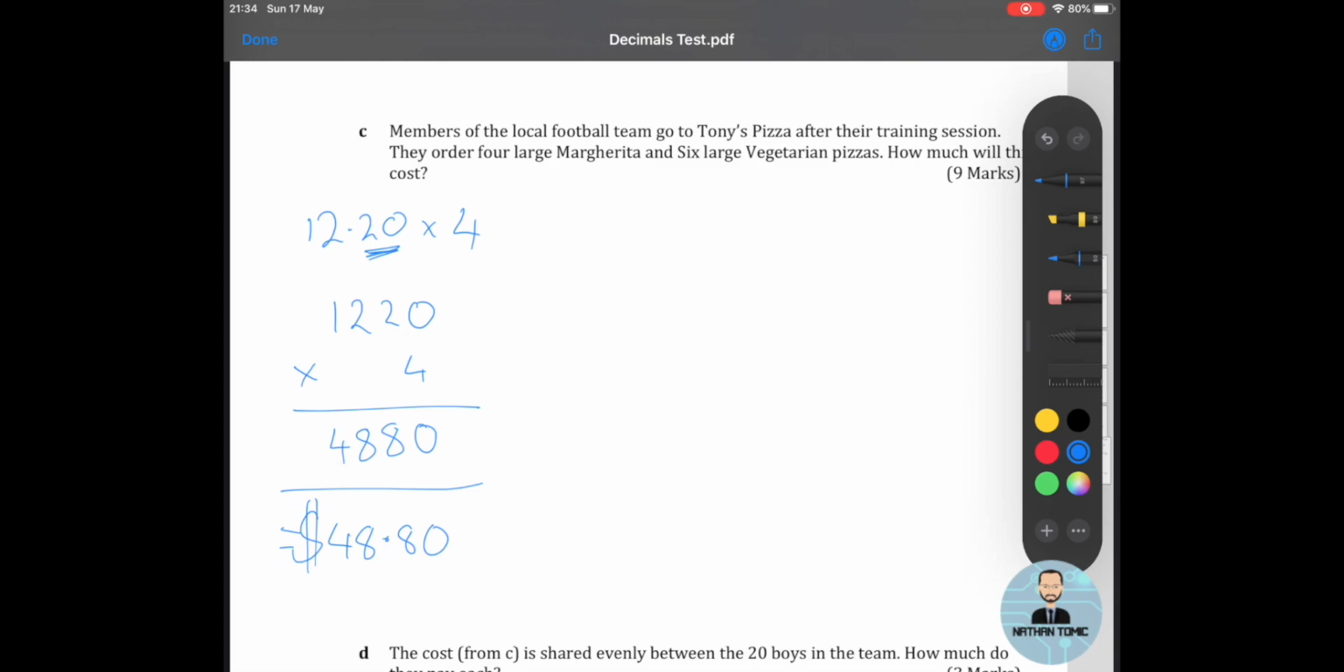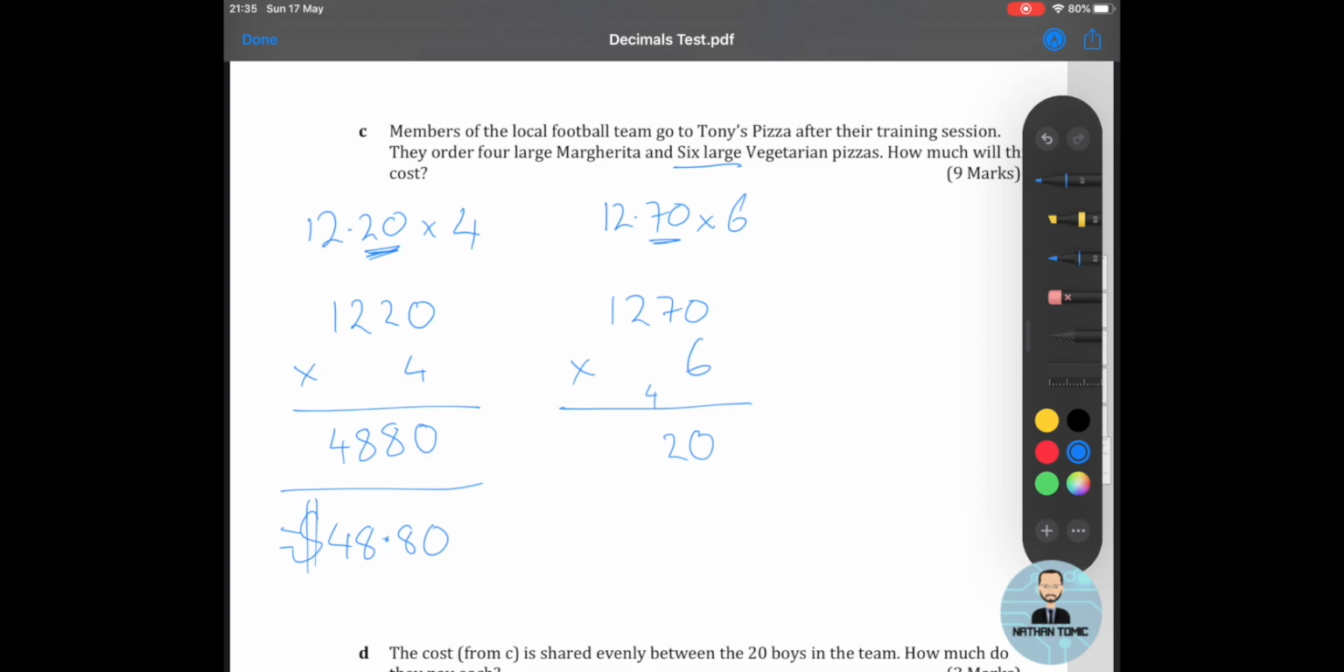We now do the same for the 6 large vegetarian pizzas. So again, a large vegetarian is $12.70, and that's going to be multiplied by 6. So again, I write that out without showing the decimal point. So I have 1270 multiplied by 6. Again, there's going to be 2 decimal points at the end, so just remember that. So 6 zeros are 0, 7 sixes are 42.